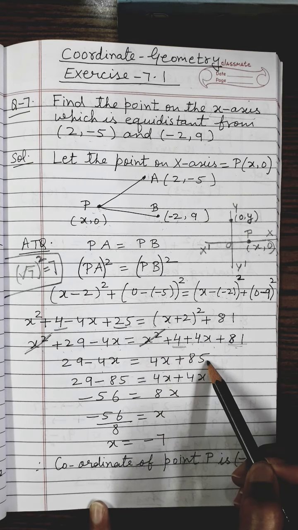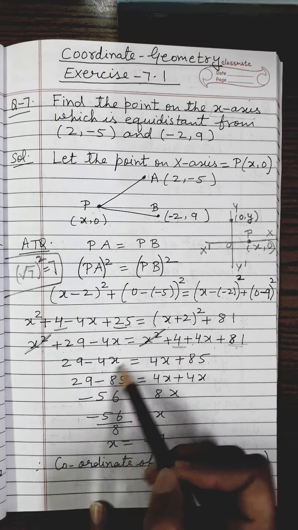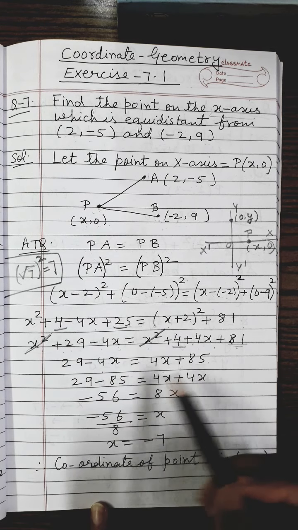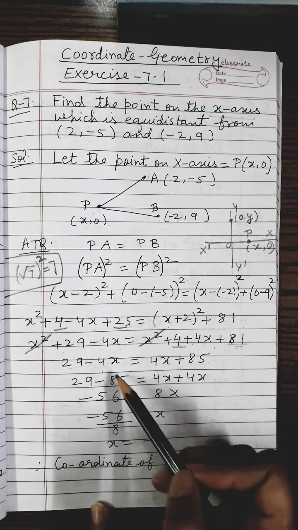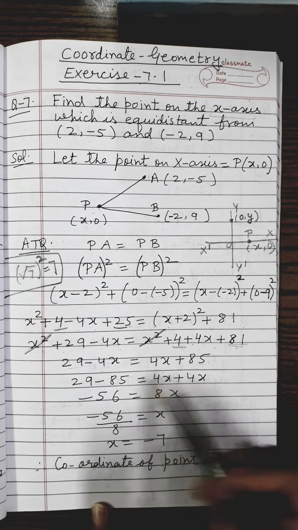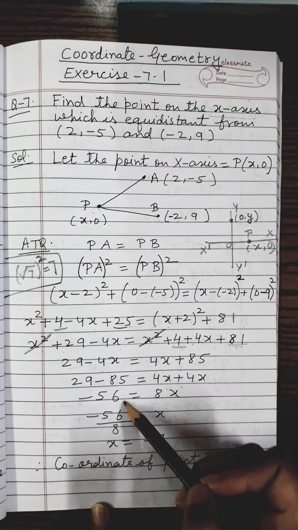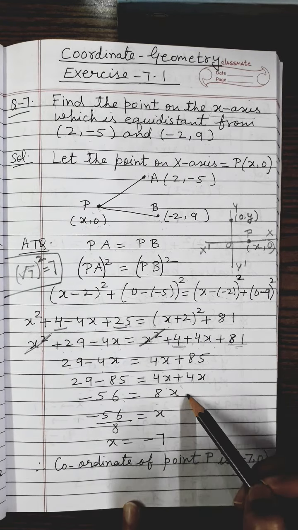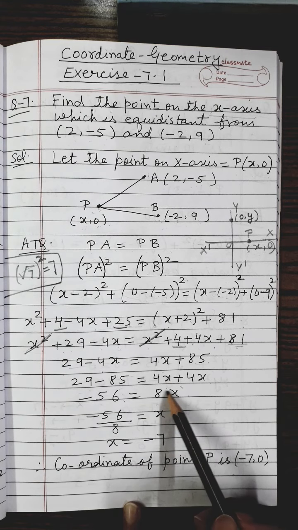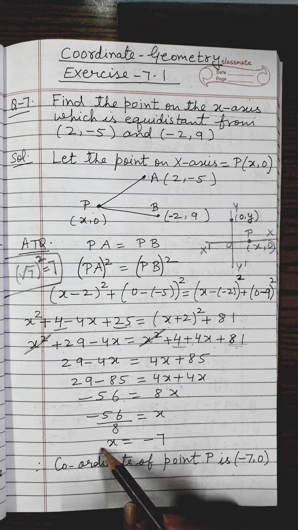So what you will remain with is 29 minus 4x equals to, this is 4x, add these two, you will get plus 85. Now in the next step, this 85 I bring on the left side, and the x terms I take on the right side. So constant terms on the left side and the terms having x on the right side. It will become 29 minus 85 equals to 4x plus 4x. This gives you minus 56 and this gives you 8x. Next step, this 8 will come in the denominator, so x will come out to be minus 7. So this is the value of x equals to minus 7.